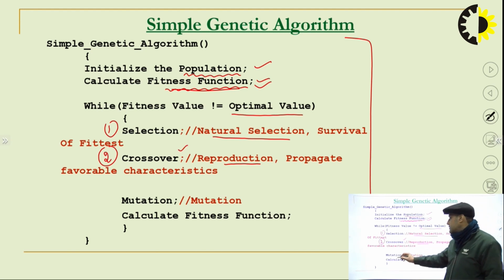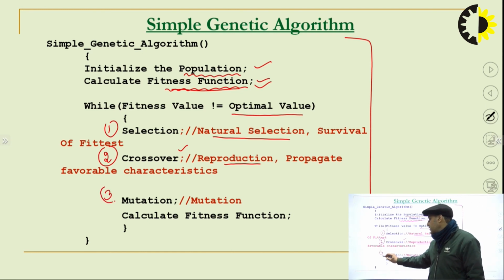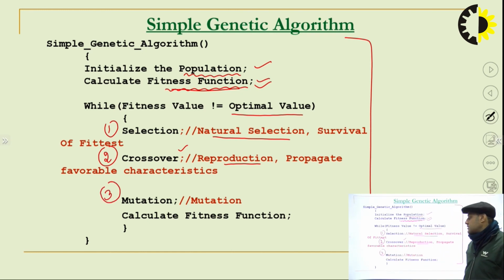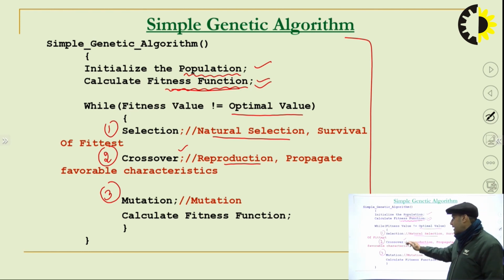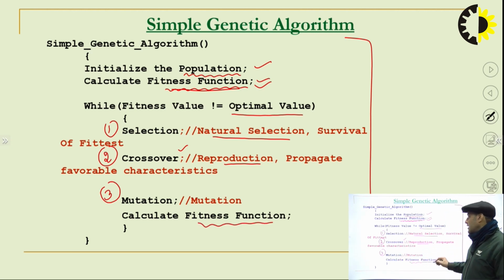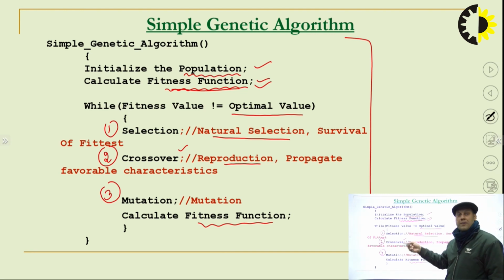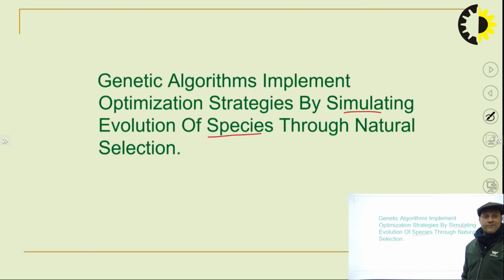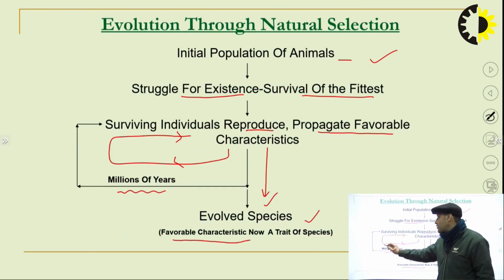Then we will use mutation. Mutation is also an important technique, an important feature of the genetic algorithm, that helps to give rise to a new generation. Then again, after selection, crossover, and mutation, we will calculate the fitness function. If that fitness function is again not equal to the optimal value, then this process will repeat. I have already briefed you that it can take millions of years.